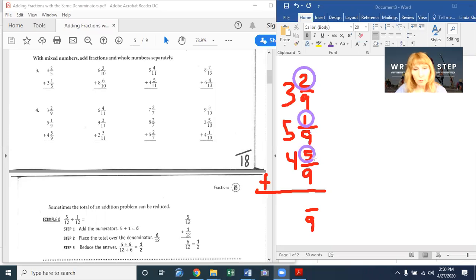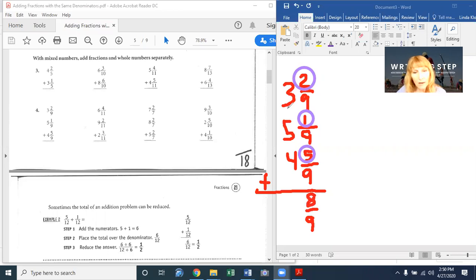So when you are doing mixed numbers and adding those together, you're always going to add the fraction side first. Just like you would do if you were adding just regular numbers. You always start from the right and work your way to the left. And that's what we're going to do with the mixed numbers as well. So 2 plus 1 plus 5. That would be, you tell me, 8. Yes, 8/9.